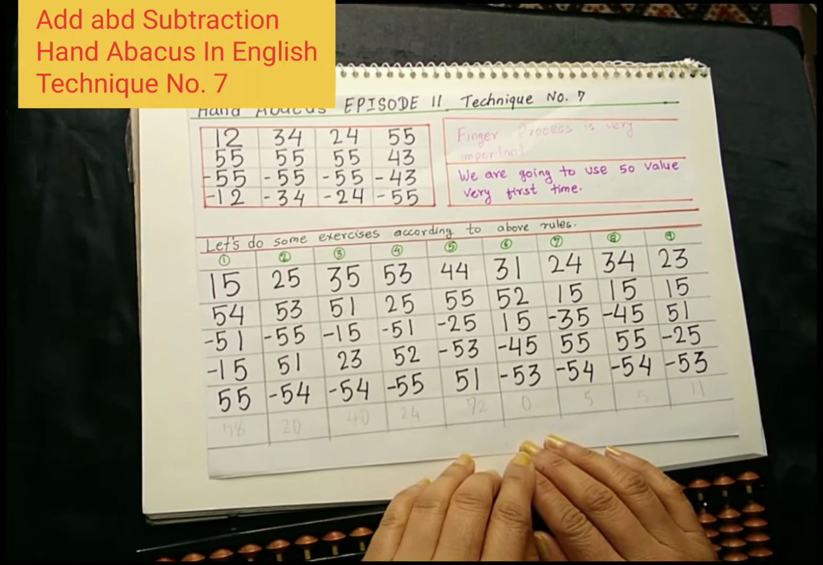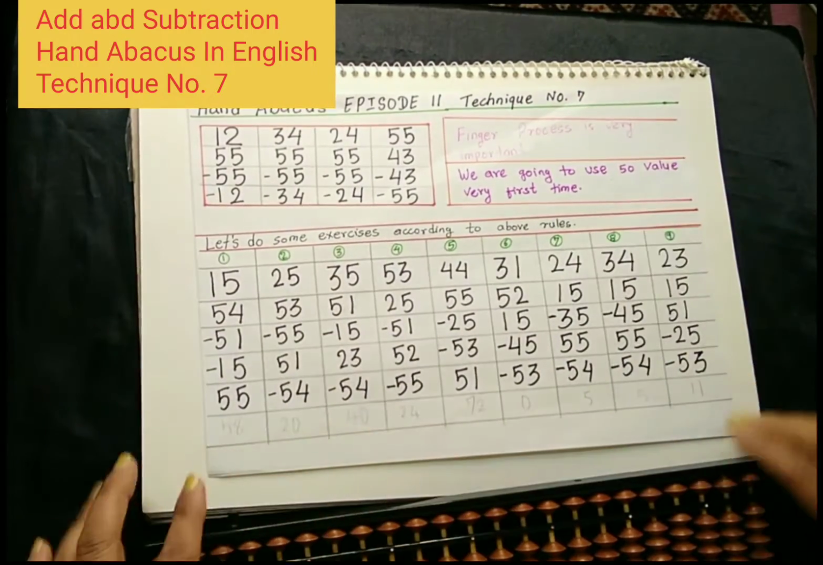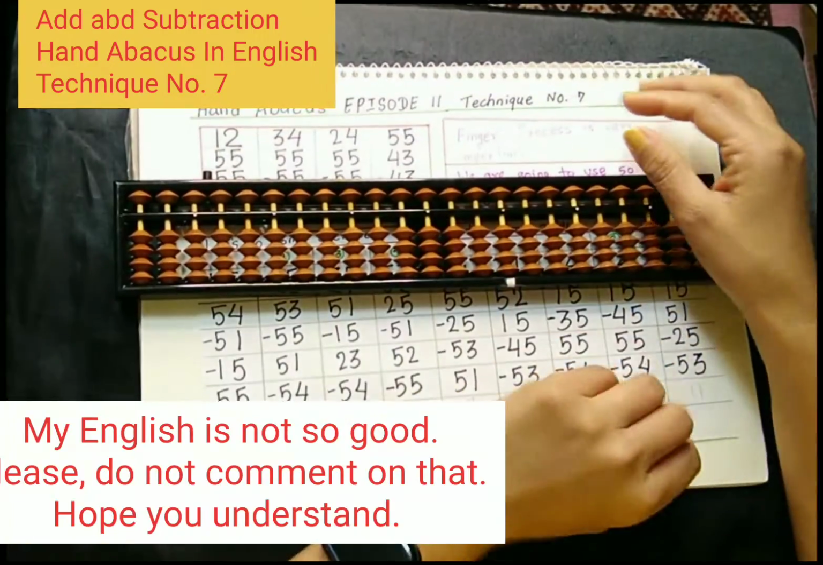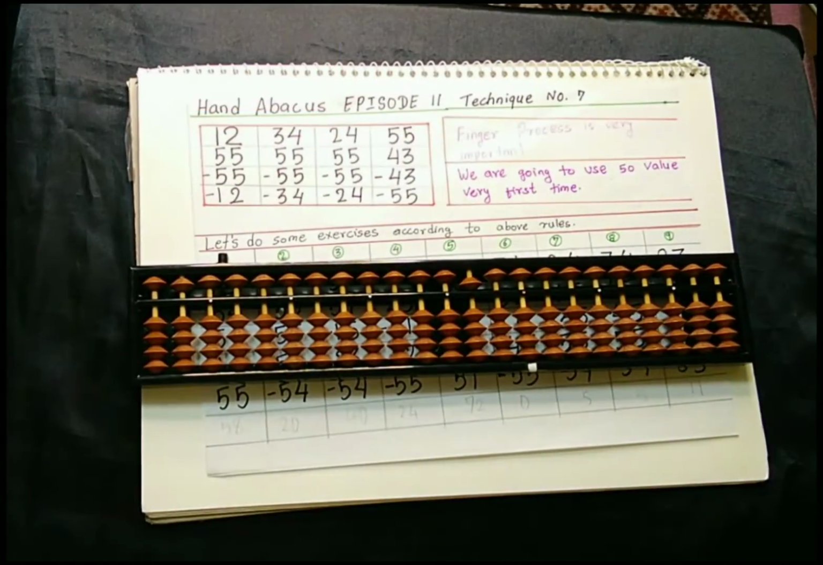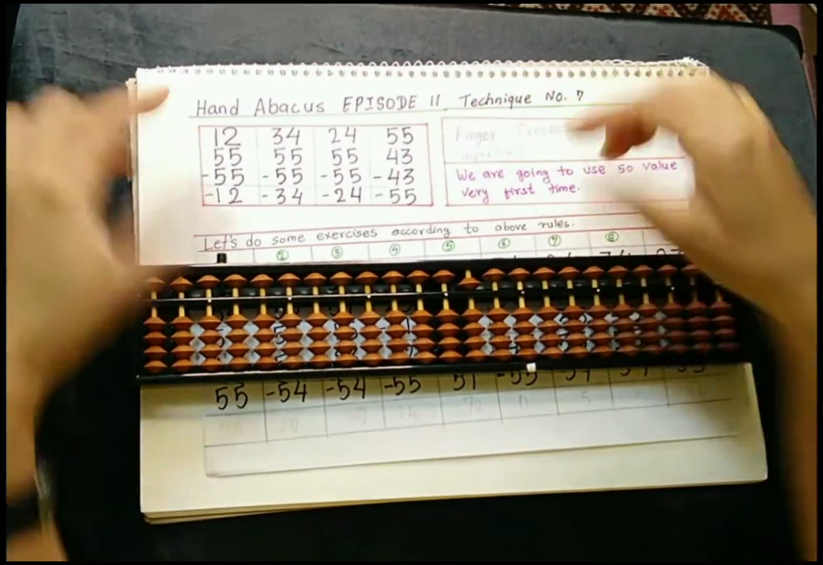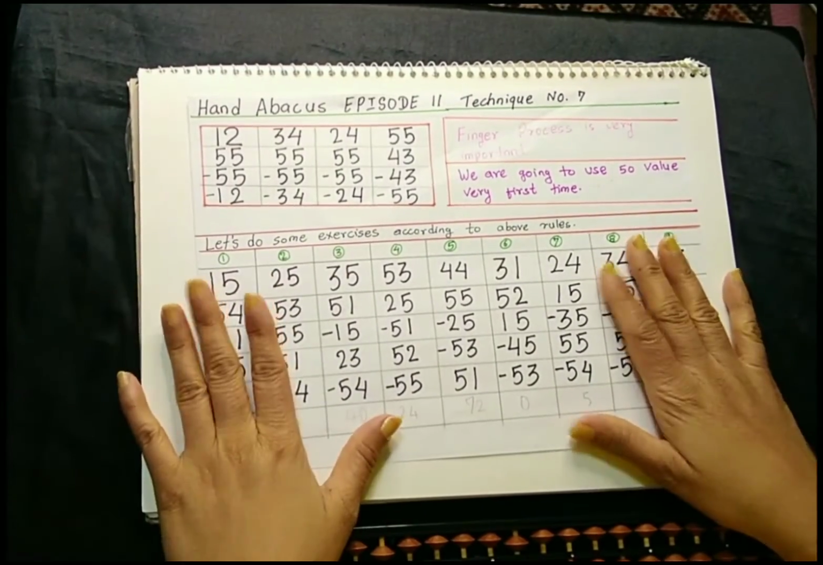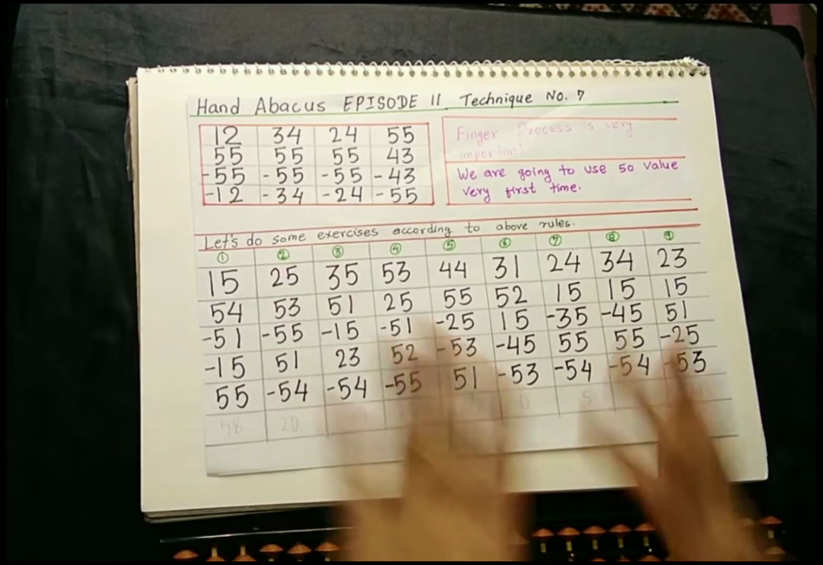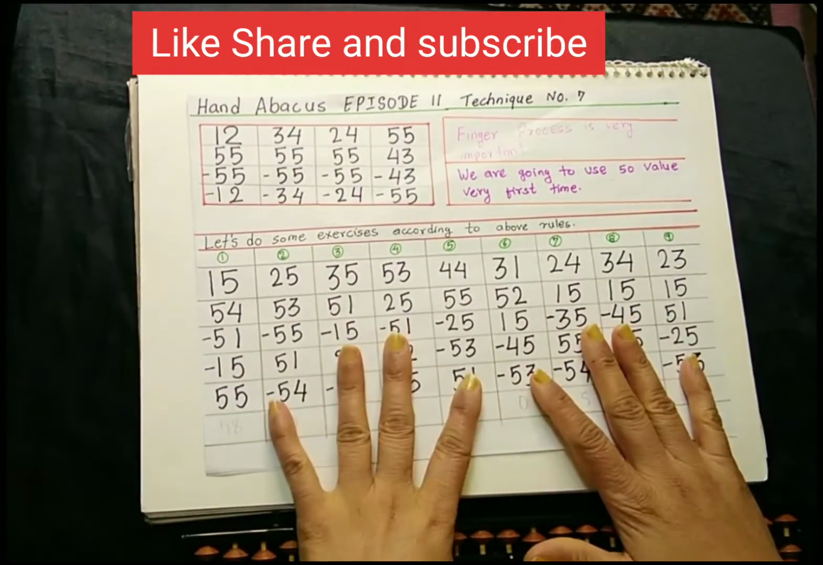We are doing addition and subtraction, and this is technique number 7. And for the very first time we are going to use this 50 value. So the finger process is very important, so be careful about that. And this is the technique, and these are some exercises which I'm going to do in this episode. Let's start. If possible, please note these questions in your notebook and try to do them by yourself also.